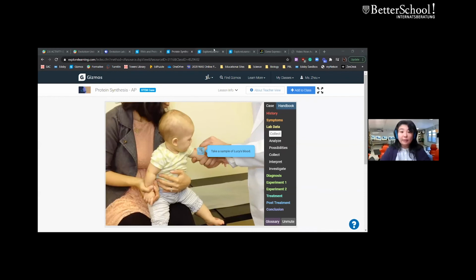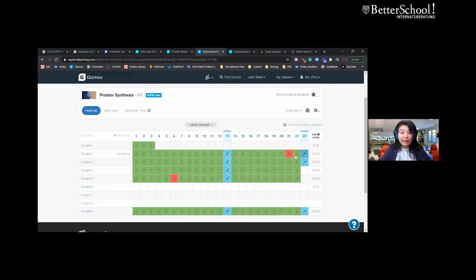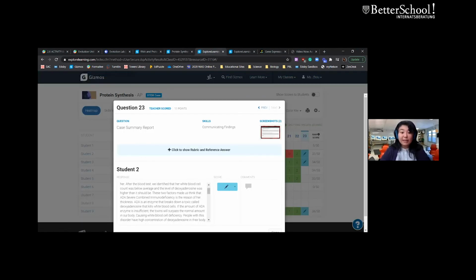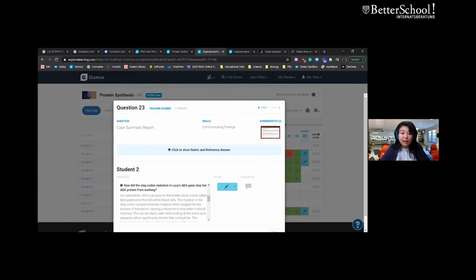So from my teacher side, I can see how Johannes has progressed through this simulation. If I look at his final, so for example, this is another student, he has written a conclusion, so I can see that he has explained the problem. He talks about how the mutation led to the disorder, and they have to go through it and provide explanations and evidence for all of their claims. And then I'm able to grade it and also provide comments to them after reading their final report.